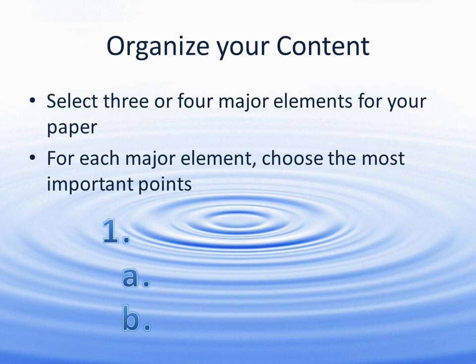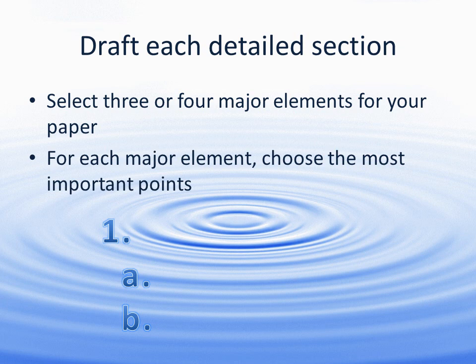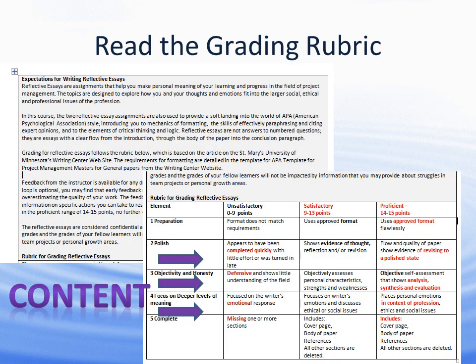Finally, organize your content. Just select 3 or 4 major elements for your paper. It's not that long of a paper, and it would be nice to be able to write in depth on several important points. Draft each detailed section for your paper and choose the most important points for each paper.